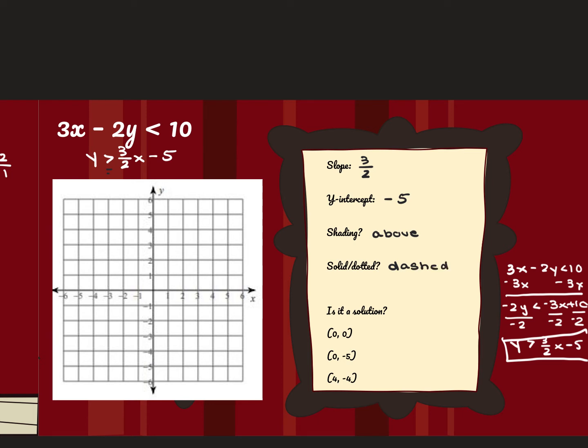All right, so let's go ahead and plot this. My y-intercept is negative 5. My slope is 3 over 2, so I'm going to go up 3 and over 2, up 3 and over 2, up 3 and over 2. Since y is strictly greater, I'm going to use my dashed or dotted line, because remember, those coordinate points on the line are not included in the solution. My y values are greater, so I'm going to be shading above the line.